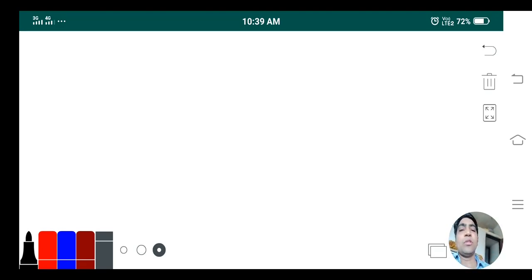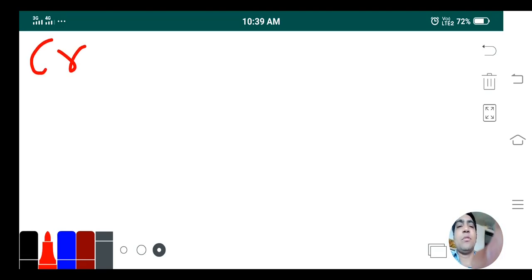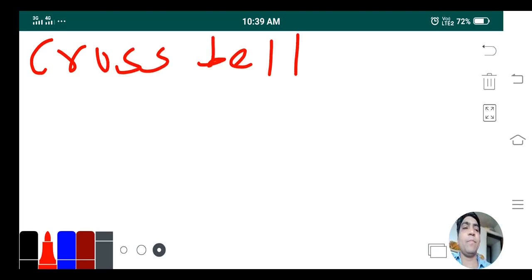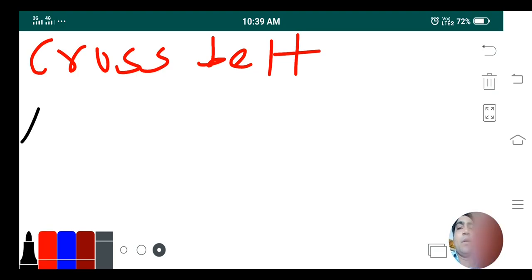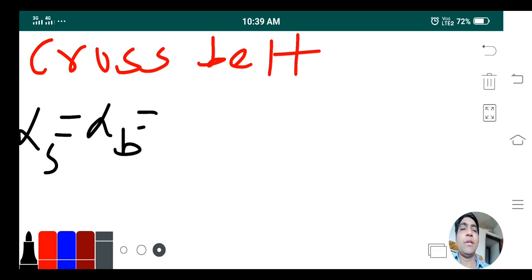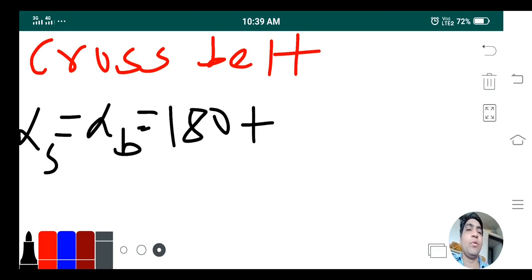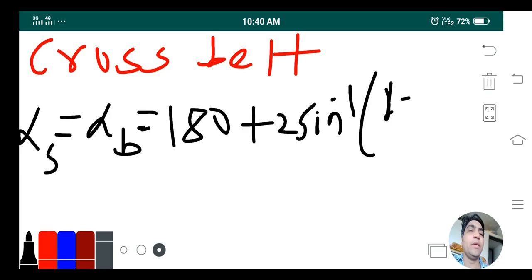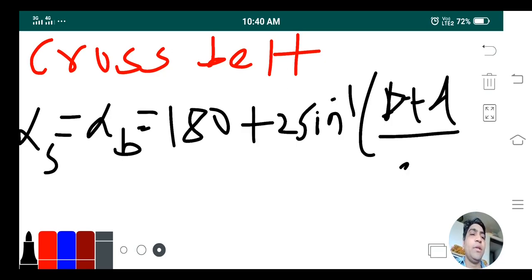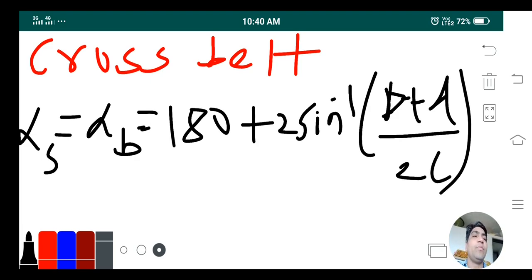Similarly, for cross belt drive, what is the equation? Alpha s equal to alpha b is 180 plus 2 sine inverse of capital D plus small d divided by 2c. This is the equation for wrap angle in a cross belt drive.